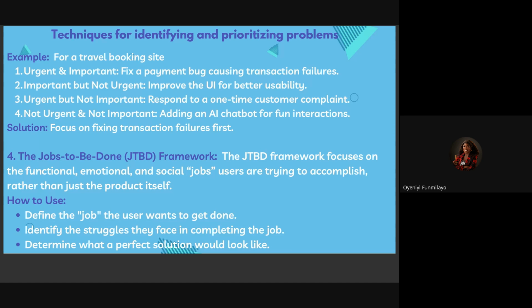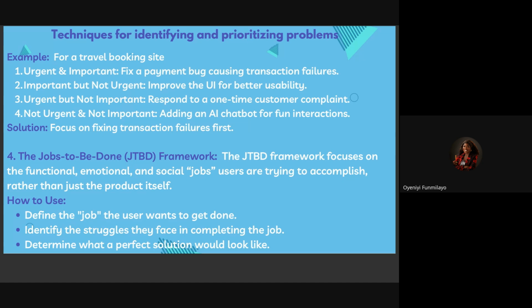That's the meaning of UI. UI means user interface, for better usability. That means improving the user interface, the whole flow on your phone, so that people are able to use the product very well. You can see that this is important, but it is not urgent, right?